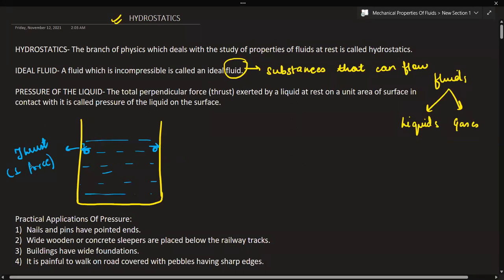So can you tell me what should be the SI unit of thrust? Thrust is simply perpendicular force. So its SI unit should be?